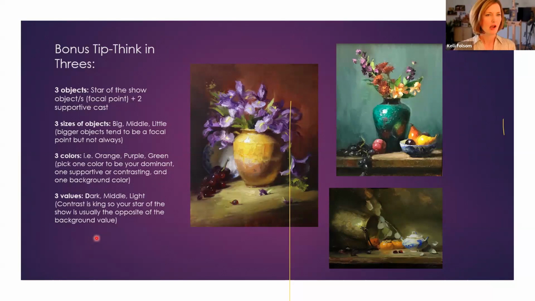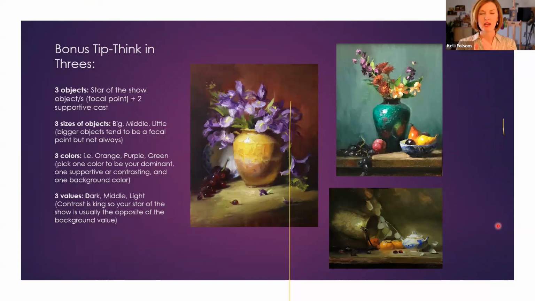Okay, three values: dark, middle, light. Even though you're choosing light against dark or dark against light, at the end of the day you still want to have at least three values. And I would say probably no more than five values. The more values you get in your paintings, oh my gosh, the more those paintings are just going to fall flat and fall apart. So three values minimum overall.